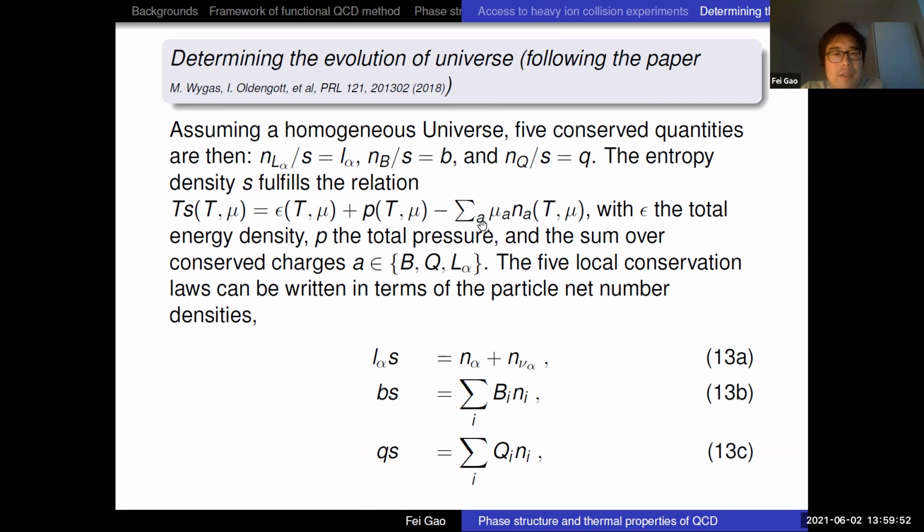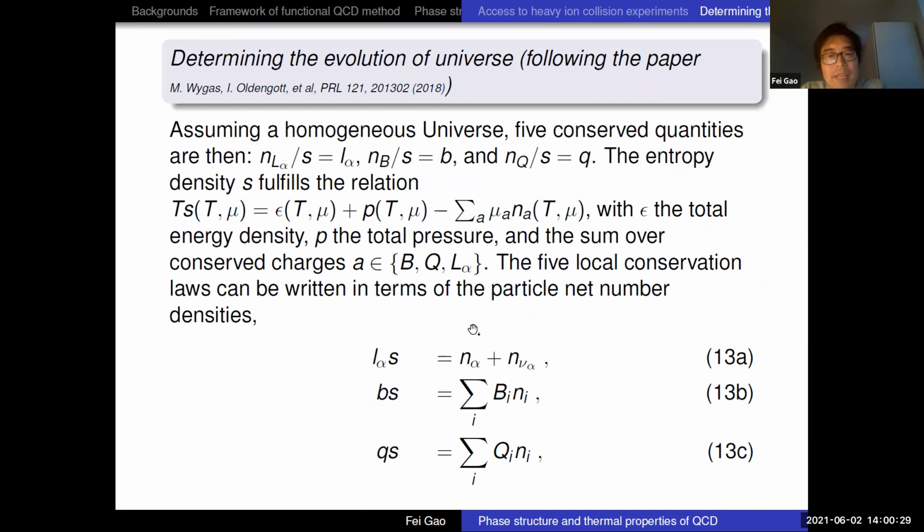So the evolution of the universe is usually described with these 5 local conservation laws. There are 3 generations for this, so there will be 5 equations for the baryon number density, the charge density, and the lepton number density. So this is actually a relation between the baryon sector and the lepton sector.